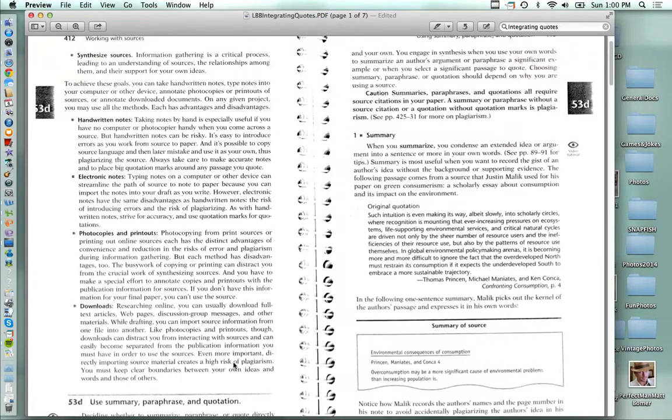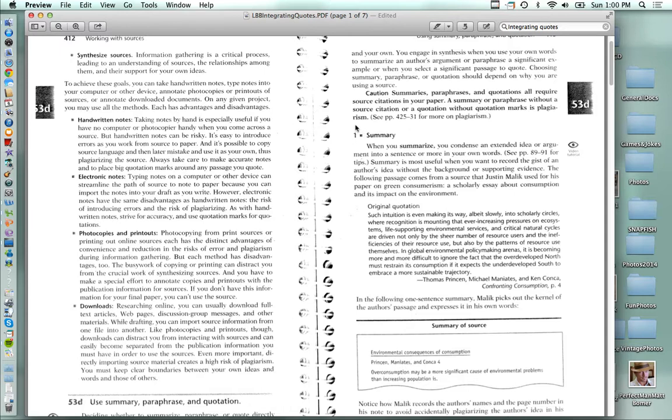The most important point I want to get across about summarizing information from a source to help support your own ideas is that summarizing information and paraphrasing it all need to be cited in your paper. This says, caution, summaries, paraphrases, and quotations all require source citations in your paper. A summary or paraphrase without a source citation or a quotation without quotation marks is plagiarism. So you can read more about that in another source.